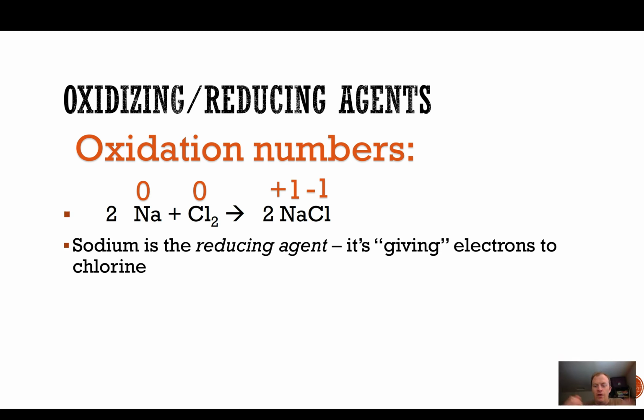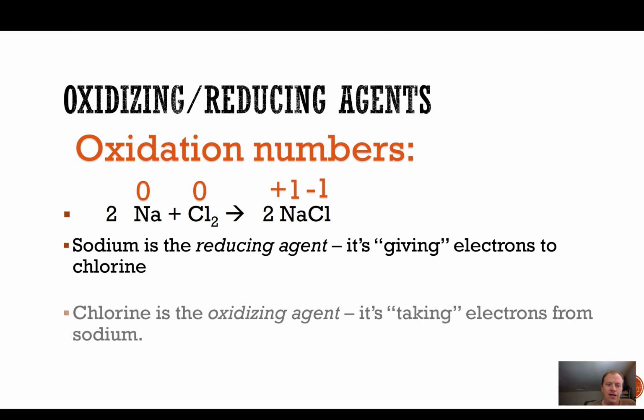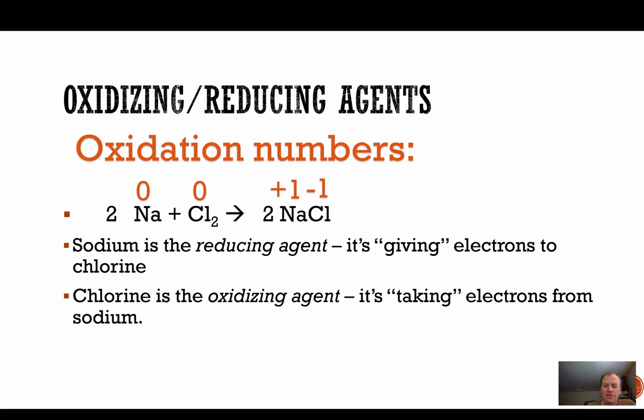It is the agent, a sports agent or whatever, who works with an athlete. He's helping the athlete get a contract. In this case, sodium is helping the chlorine get reduced. So it's the reducing agent. It's giving electrons to chlorine, so it's getting oxidized. And then chlorine is the oxidizing agent because it's the thing that's taking electrons. So sodium is oxidized. Therefore, it's the reducing agent. Chlorine is getting reduced. Therefore, it's the oxidizing agent.